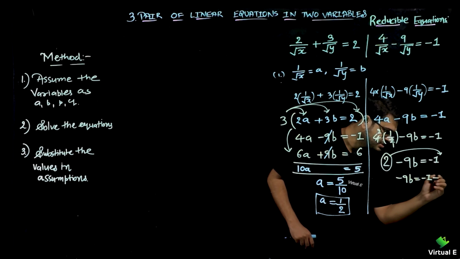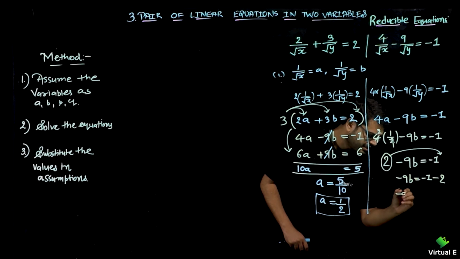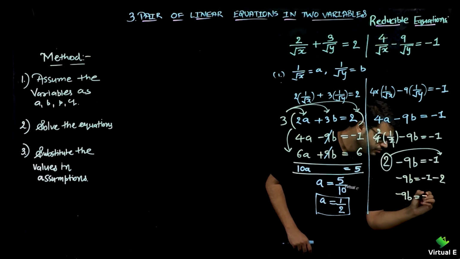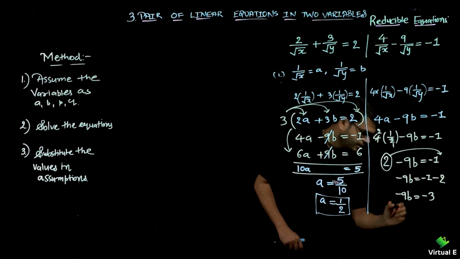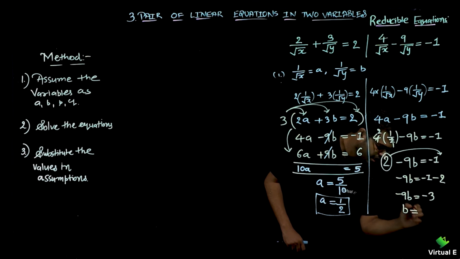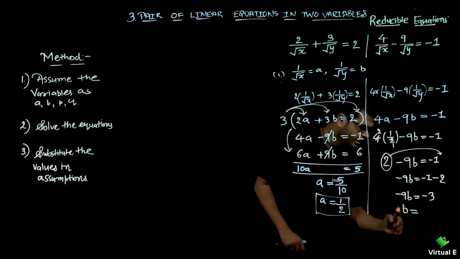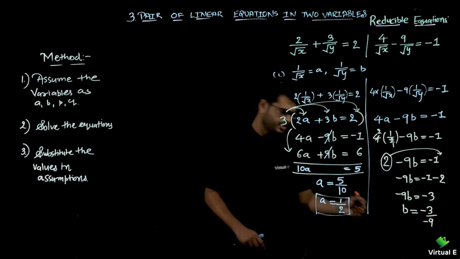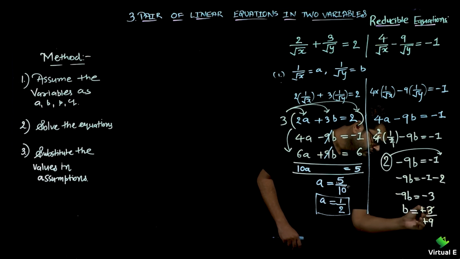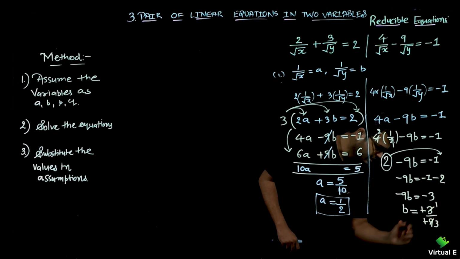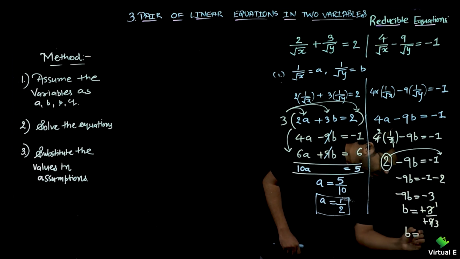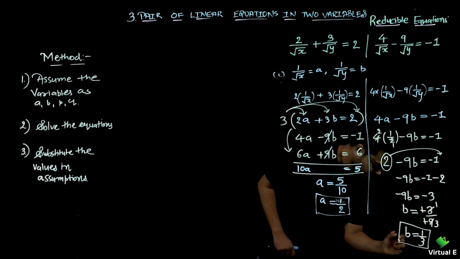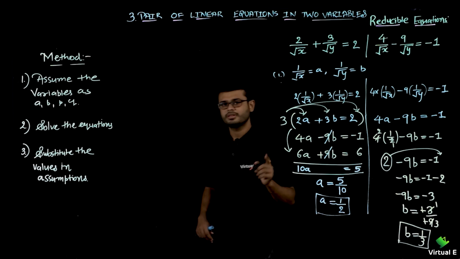Negative. Yes. So minus 9b is equal to minus 3, and as I want the value of b, I will be taking minus 9 in the denominator. So minus 3 over minus 9. Two negatives will make a positive. 3 1s are 3, 3 3s are 9. So b is equal to 1 over 3. So my solution for b is 1 over 3.